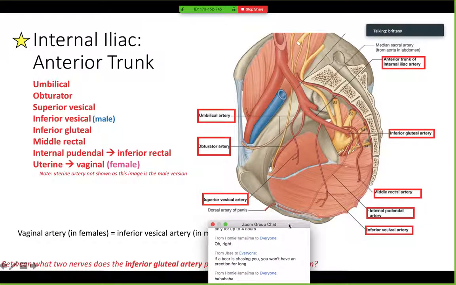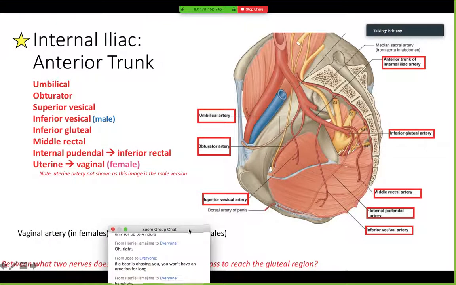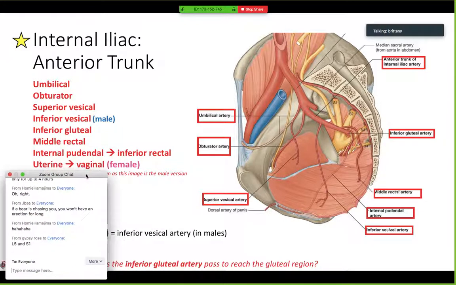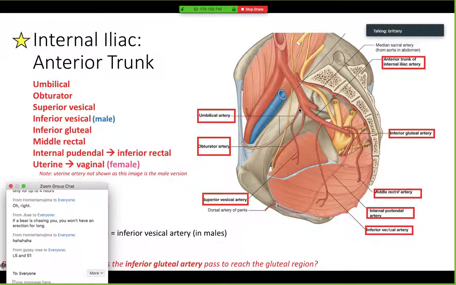Okay. So off the anterior trunk, we have quite a few more. We'll start up here. This is the umbilical artery, which is going to become what structure out here?